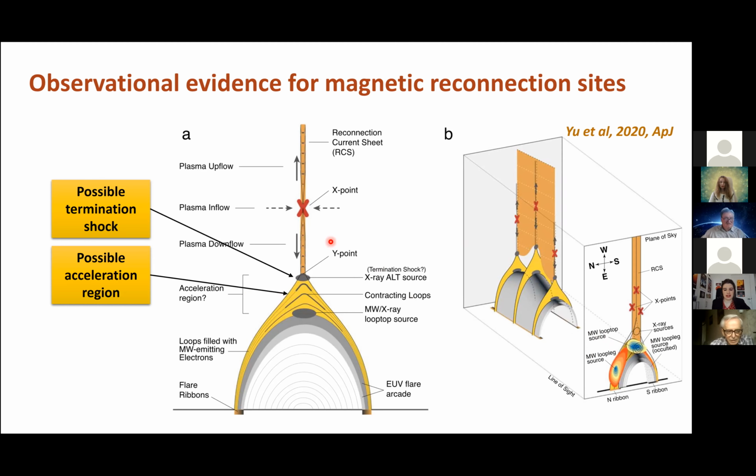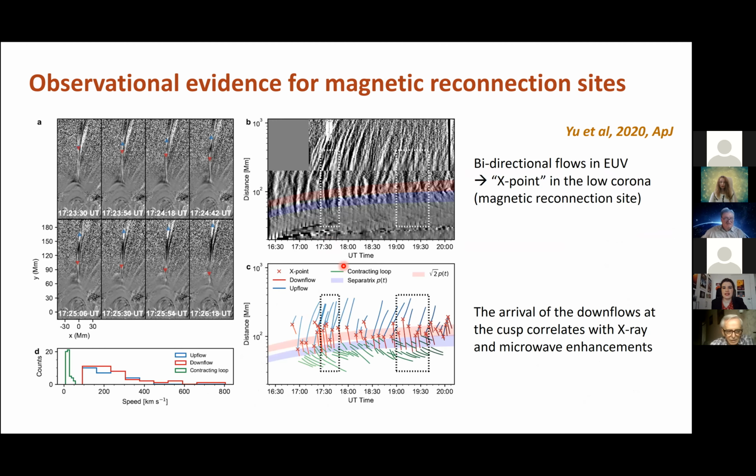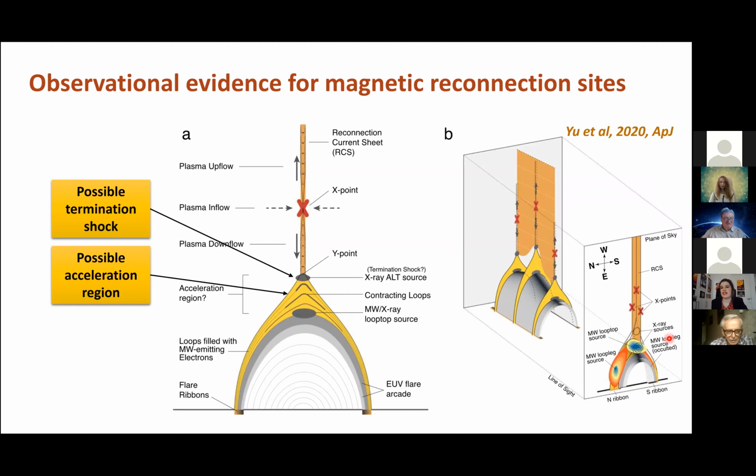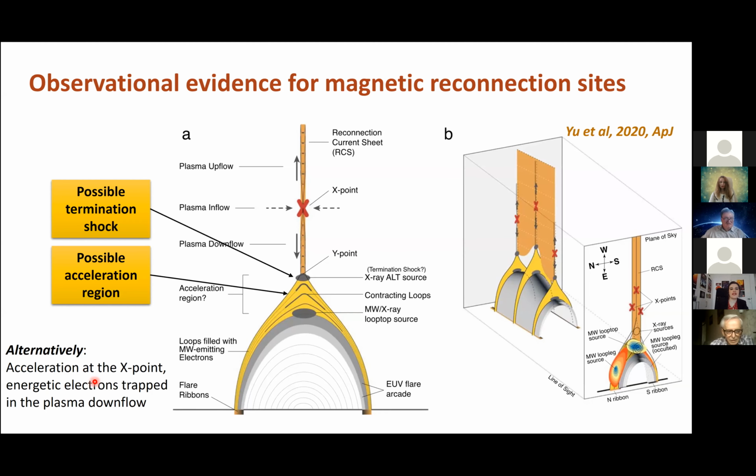And the reason why we have this altitude of X points changing over time might be because we are looking at a 3D structure where these X points are at different altitudes on these different loops. Alternatively, of course, we could have acceleration at the X point and have electrons that are escaping that region very fast and are trapped here. That would also explain the additional excess of emission in X-ray and gyrosynchrotron emission here.